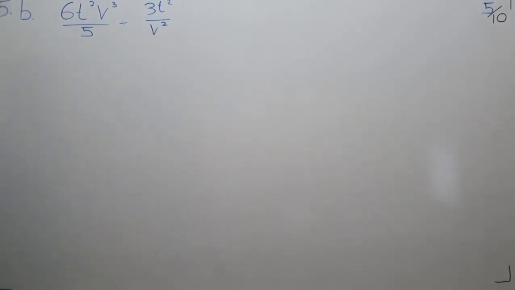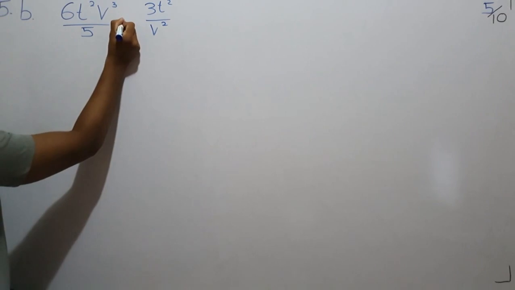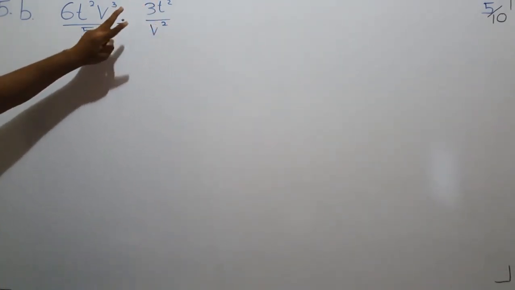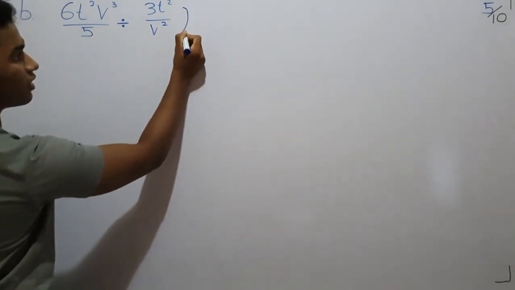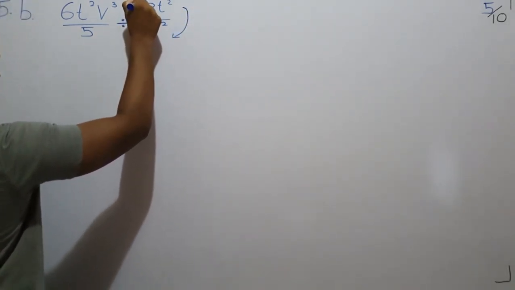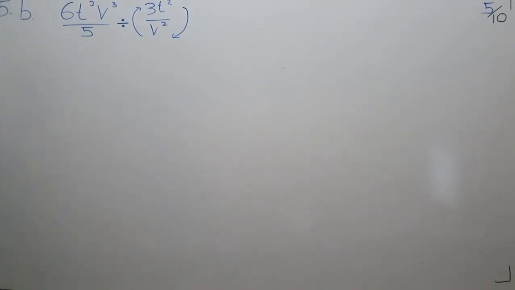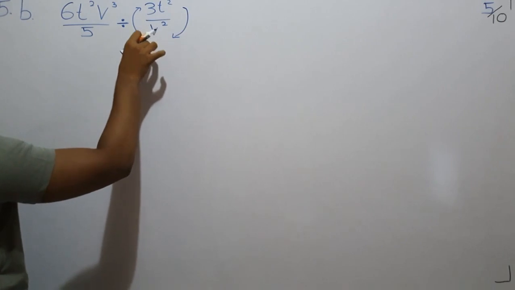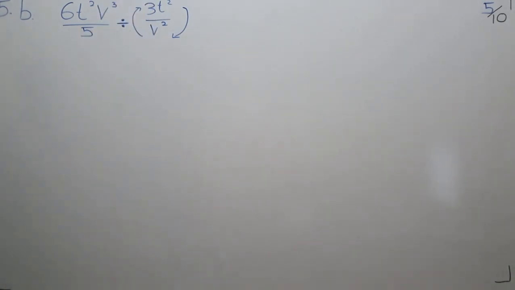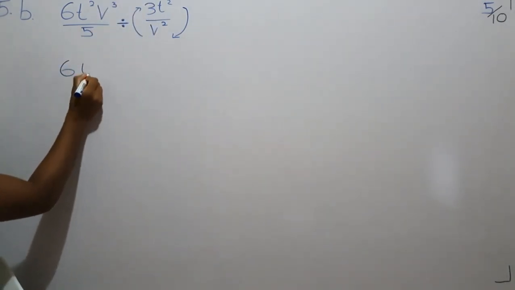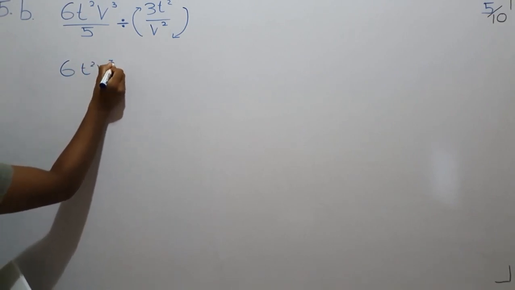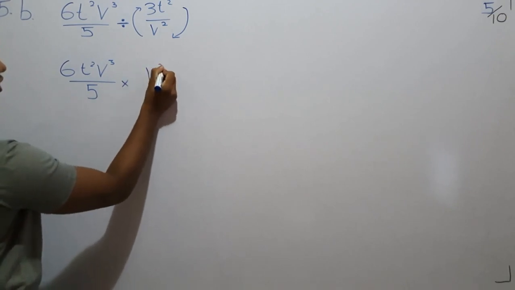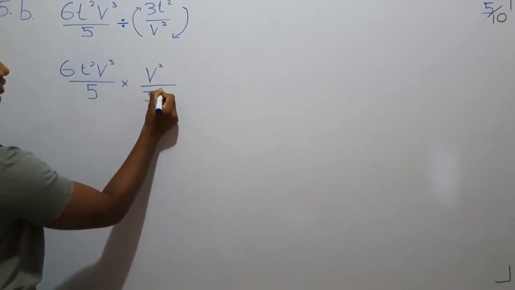To remove this division sign, you should take the reciprocal. Reciprocal means taking the top one to the bottom and the bottom one to the top. So 6t square v cube divided by 5 into v square divided by 3t square.